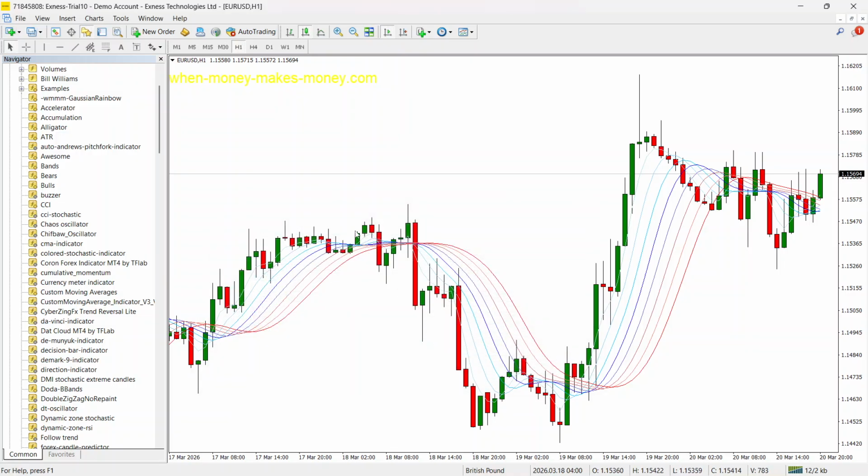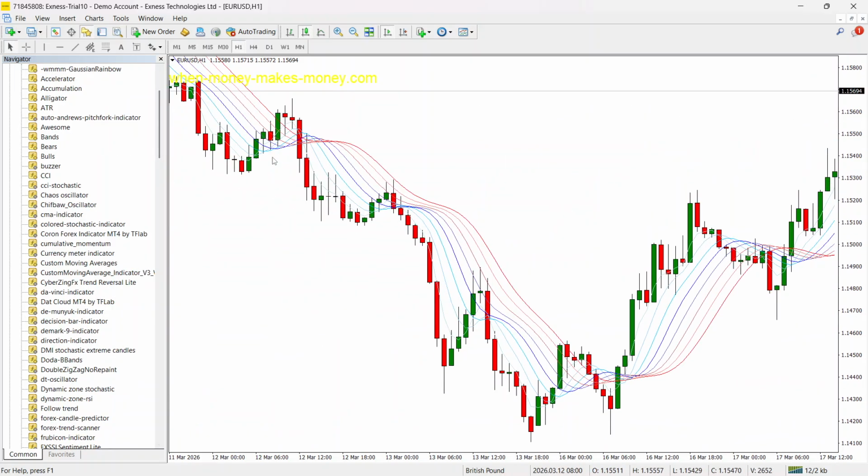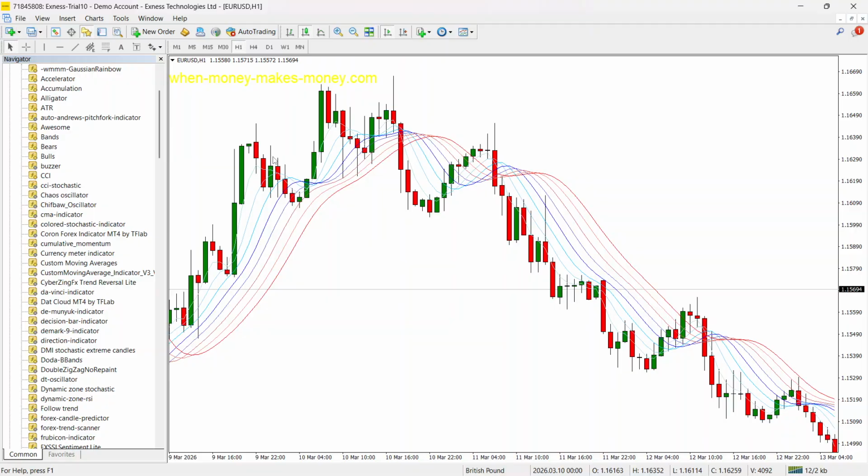Now, who is it for? The Gaussian Rainbow Indicator is suited to trend followers and momentum traders who want a visually rich, multi-layer trend filter that gives both direction and strength information in one view.